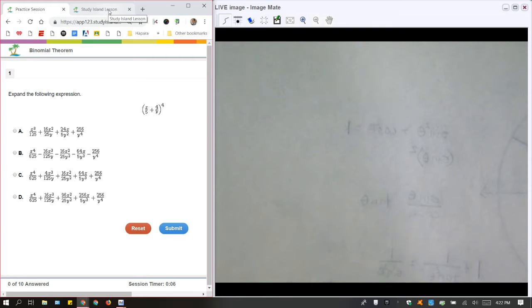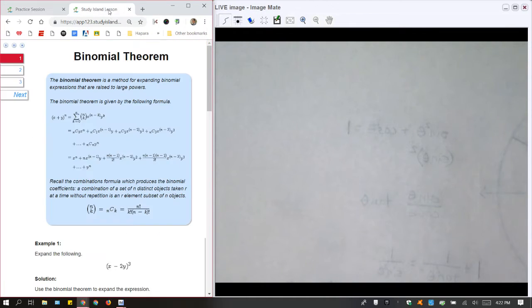All right, this is the help on the Study Island topic, binomial theorem. Whenever you do one of these topics, you should probably have the lesson tab open next to you so you can look at it as a guide. Here's the binomial theorem lesson tab. Lesson, open a new tab.